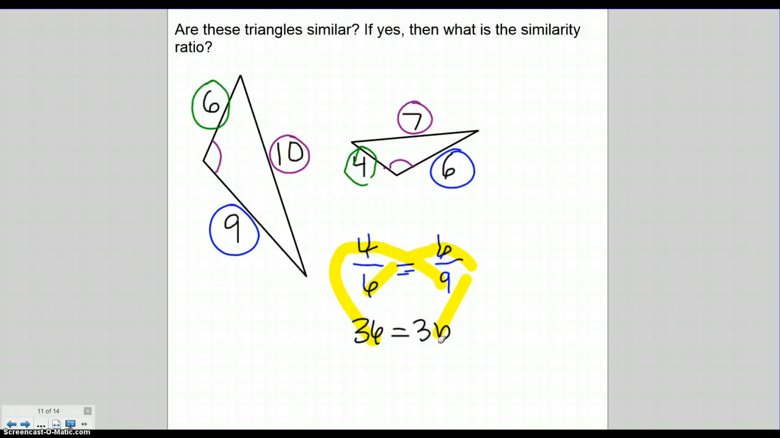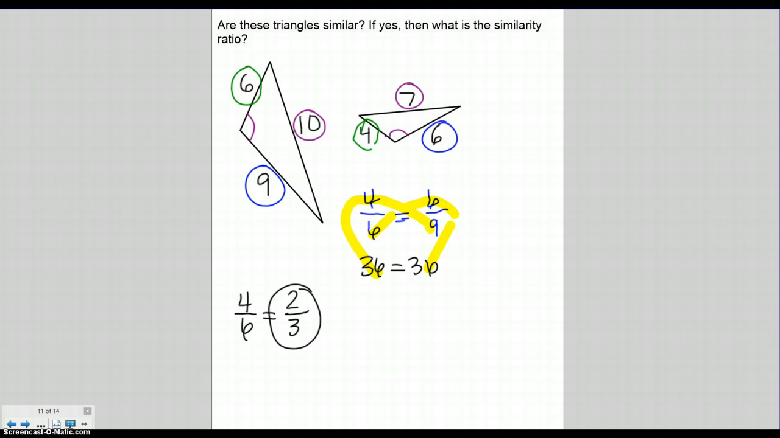They are proportional. So now that we know two sides, let's look at those two sides and determine what is our similarity ratio. So I'm just going to take 4 over 6. What can 4 over 6 be simplified to? If we divide top and bottom by 2, 4 divided by 2 gives us 2, 6 divided by 2 gives us 3. So we're looking at a similarity ratio of 2/3.